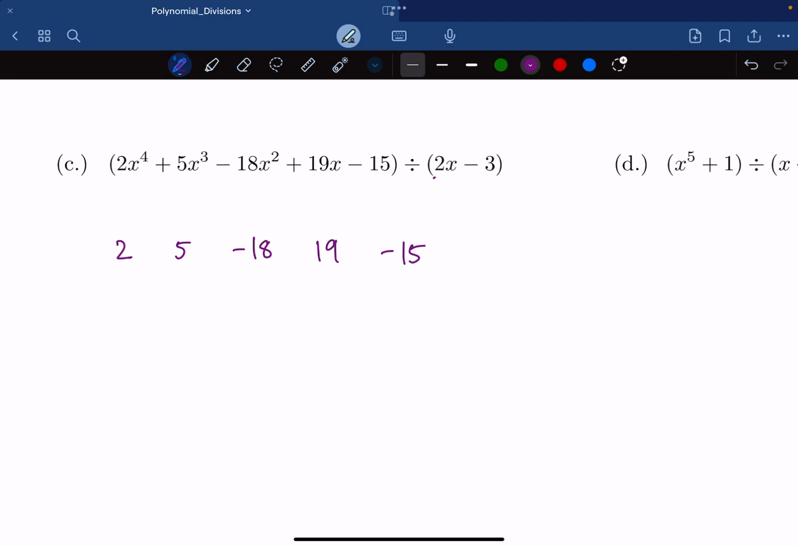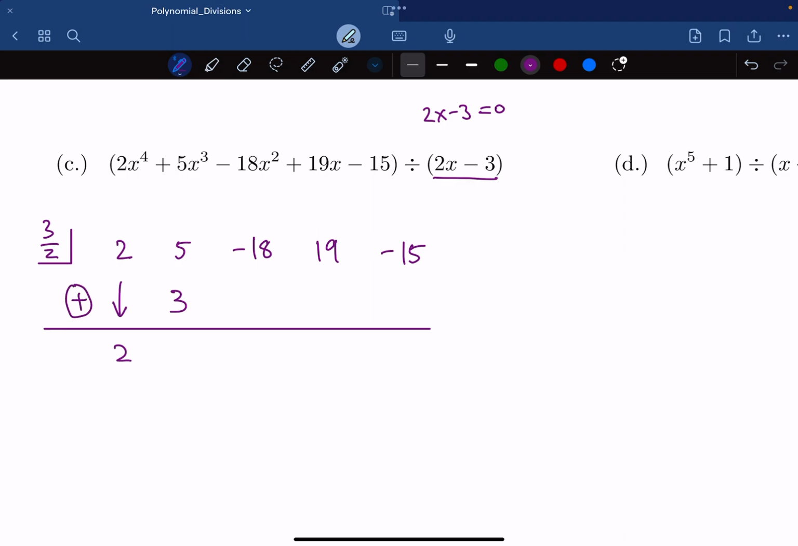But then what makes the divisor equal to 0 is 3 over 2. Right? If we think about setting that equal to 0, plus 3 divided by 2 on both sides, we get 3 over 2. So we put 3 over 2 here, and now let's go through the division. Drag the 2 down. 2 times 3 over 2 is just 3. We're going to add: 5 plus 3 is 8. 8 divided by 2 is 4, times 3 is 12.